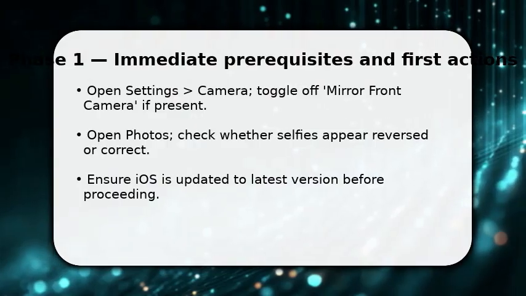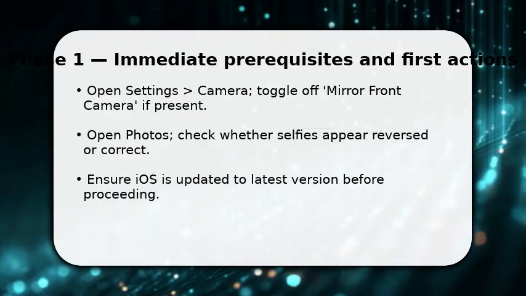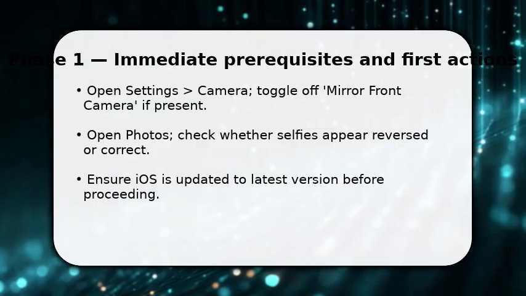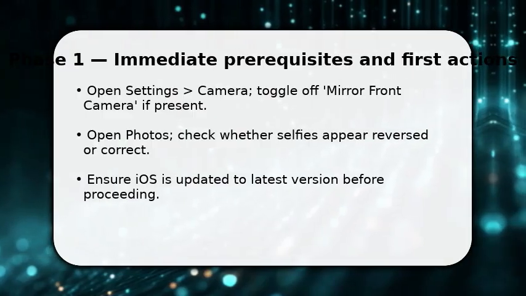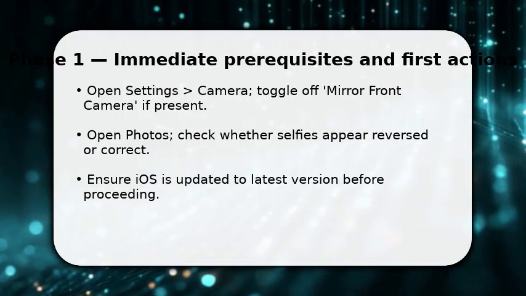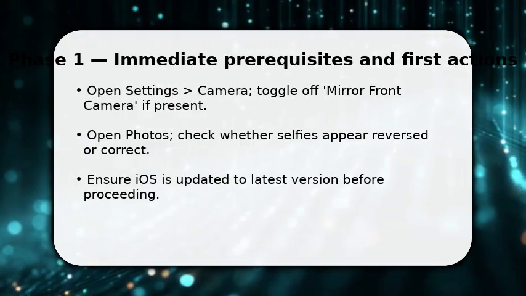You start by stopping the source. Open Settings and go to Camera, then look for Mirror Front Camera and turn it off. This prevents new selfies from saving flipped. Once done, open the Photos app and quickly compare a new selfie to the preview to confirm the change.